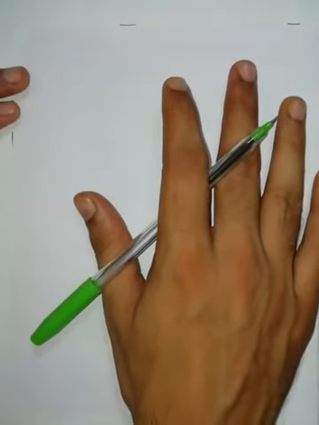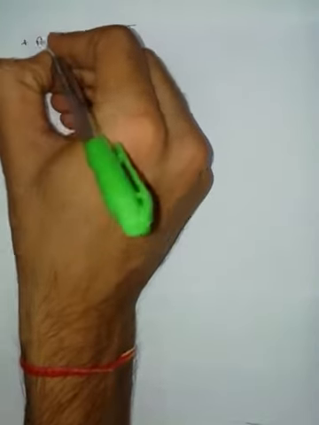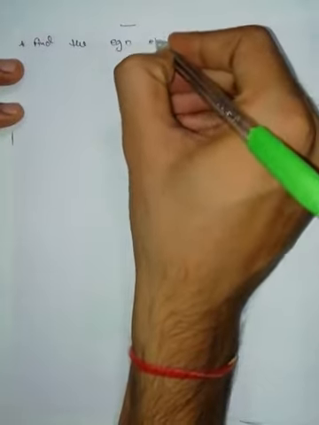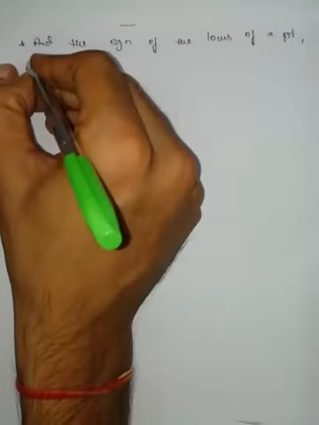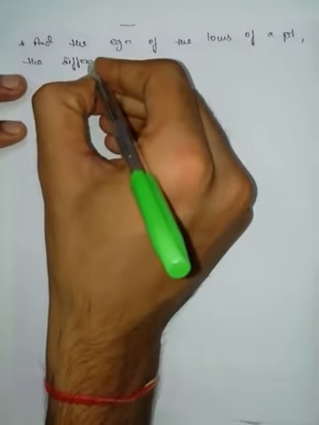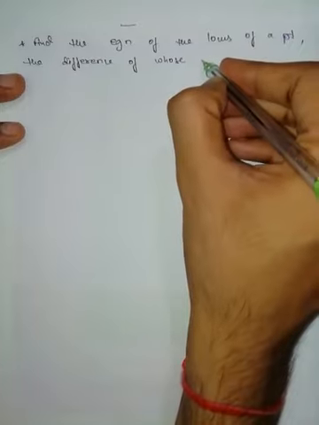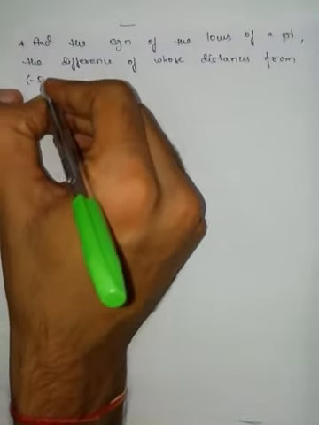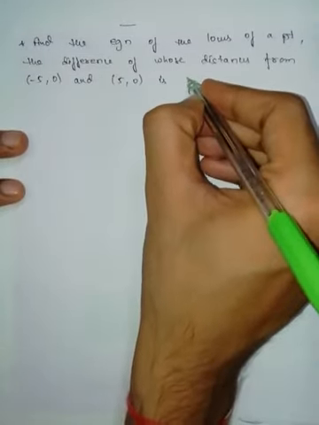Now, next problem. Find the equation of the locus of a point, the difference of whose distances from (minus 5, 0) and (5, 0) is 8.